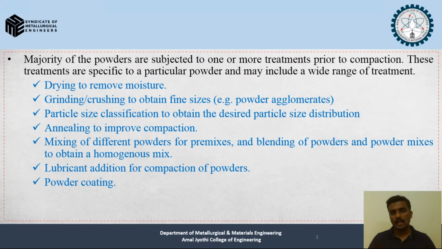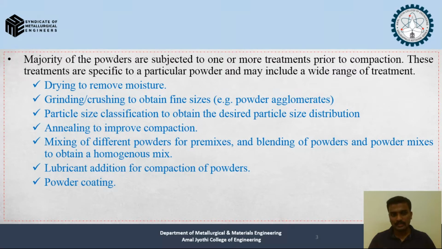So the main aim of powder metallurgy is that we have to make this powder into a compacted structure. We already know that the majority of powders have to be subjected to one or more treatments prior to compaction, because the next process is compaction. So before that the powder has to be treated, and these treatments are specific to a particular powder, and a wide range of treatments can be done on a powder.